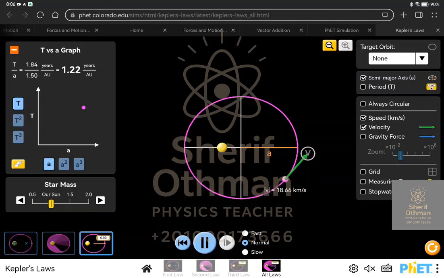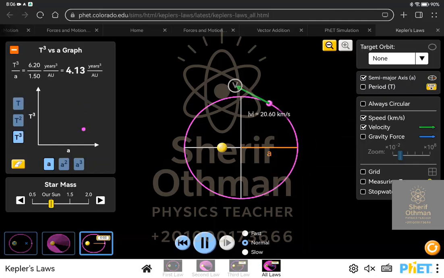It's not equal to 1. I'm going to choose T cubed and A squared. It's also not equal to 1. But if we choose the time squared and radius cubed, we'll find that the ratio is equal to 1.